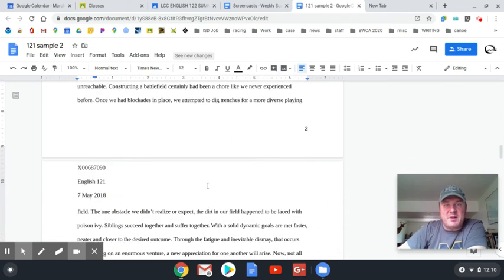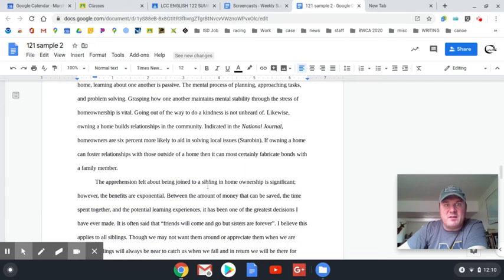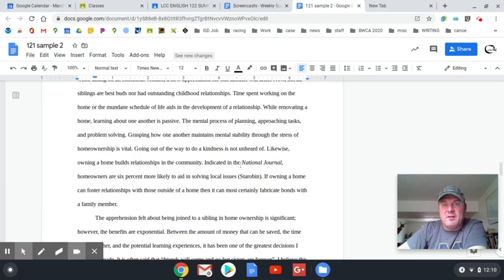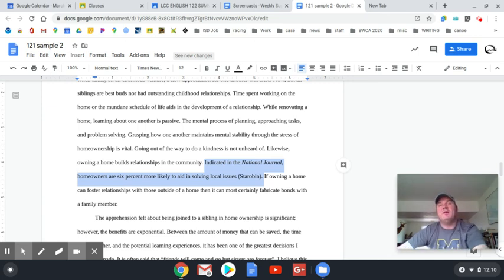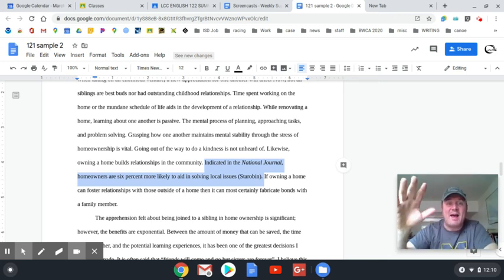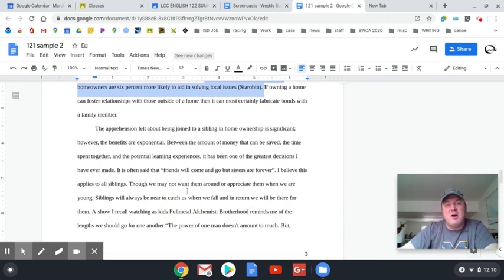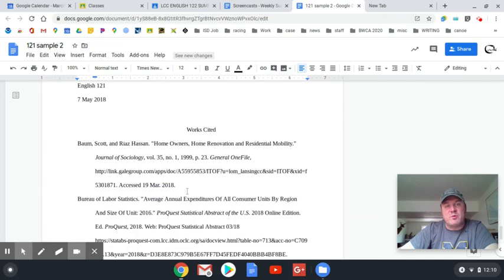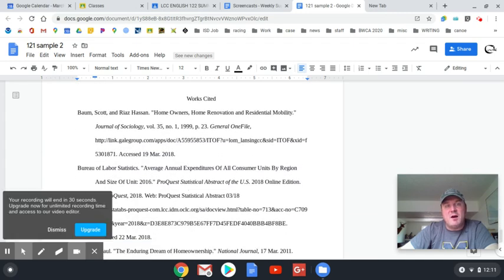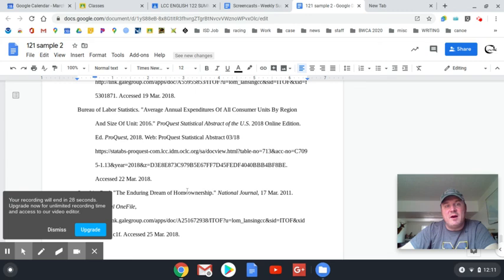And then his last bit of information, he got something from the National Journal. So right here, indicated in the National Journal, homeowners are 6% more likely to aid in solving local issues. So in those 3 places, he dropped these little kernels of research, and that's all we're talking about. We're talking about just adding in little research in little places that help support your essay. All of those then appear on his Works Cited page, which is very well done.